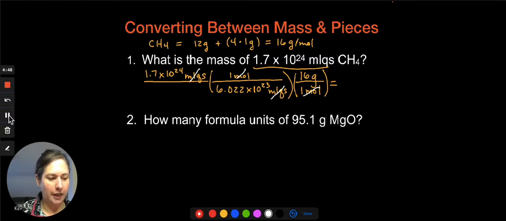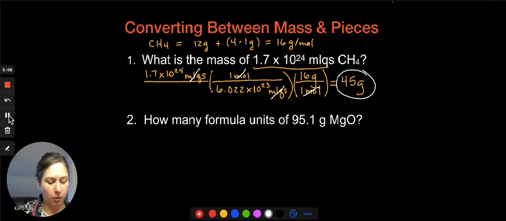So when I go ahead and calculate this, I did that ahead of time, and I got 45 grams with 2 significant digits, so 45 grams. Okay, that is my answer. Now let's work the opposite direction.